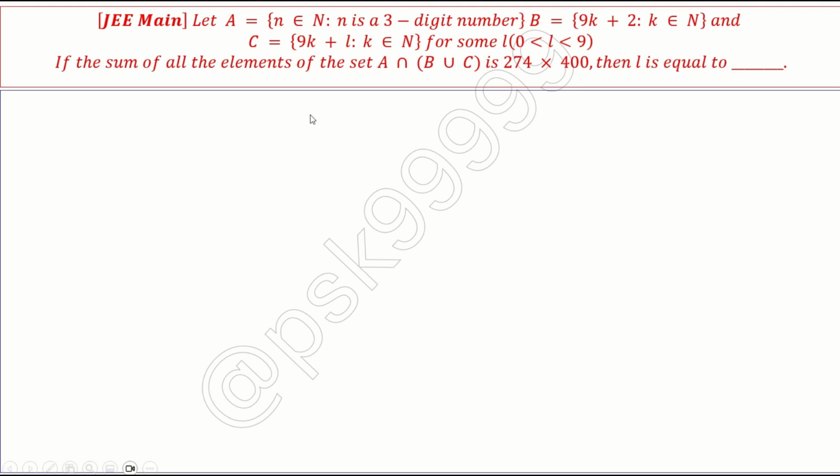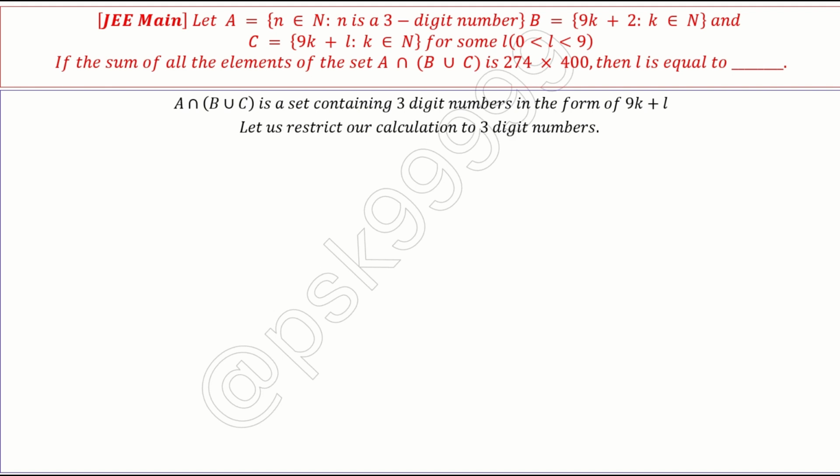So this is our first point. That is what the A intersection B union C does. Otherwise, you can just ignore A intersection and do everything on B union C, and restrict your sets to 101 to 999. So A intersection B union C is a set containing 3-digit numbers in the form of 9k plus L. So let us restrict calculations to 3-digit numbers.